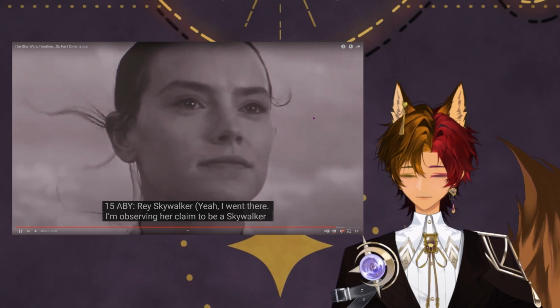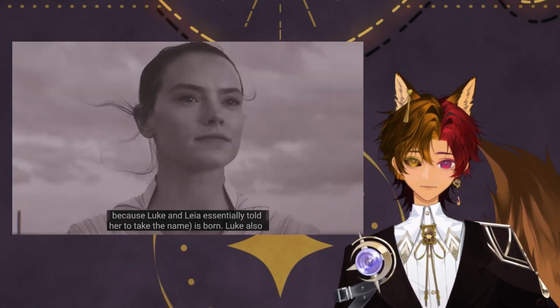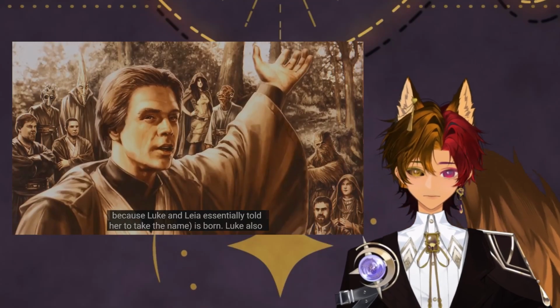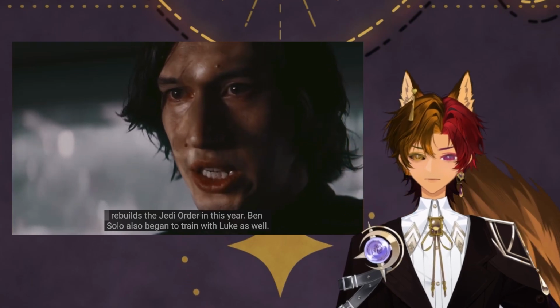Oh, we're observing her claim to be a Skywalker because Luke and Leia essentially told her to take the name. Just everyone calm down. No. Rey is born. Luke also rebuilds the Jedi Order in this year. Ben Solo also begins to train with Luke as well.